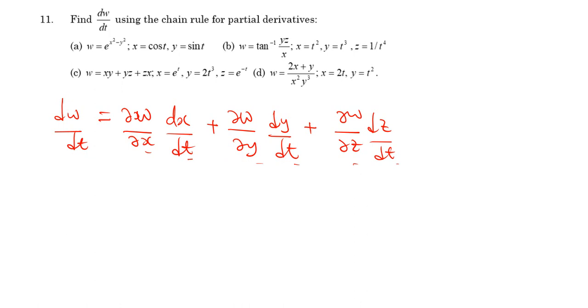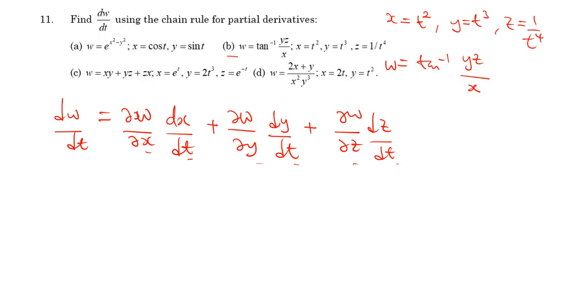Now, in order to find this using the chain rule, we're going to use part B of the question as our example. So what does that mean for us? If you see part B, w is just tan inverse of yz over x. Then x is written as a function of t, which is t squared. Then y is t cubed. Then z is 1 over t to the fourth. So you have them like this.